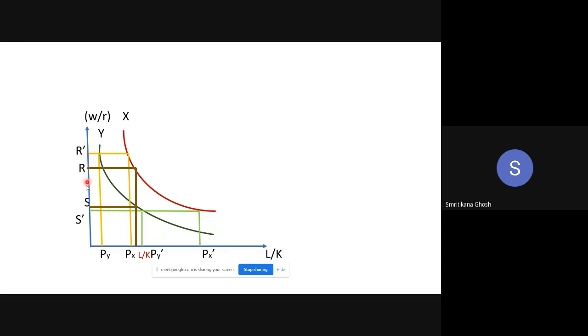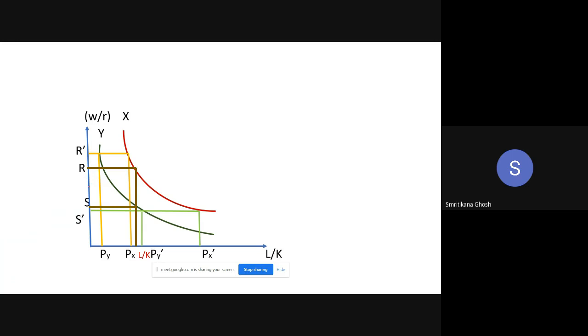Similarly, if the wage rental ratio is less than S, say S dash, then for both sectors, the L by K demand is more than what is available. The demand is more than supply. Simple. The demand for L by K is more than supply by both the sectors, both X and Y. Then the total demand is greater than total supply, then the price will rise and this S dash will go back to RS. So this is how you can say that the wage rental ratio should be within RS. Now I agree with you that it is within RS.